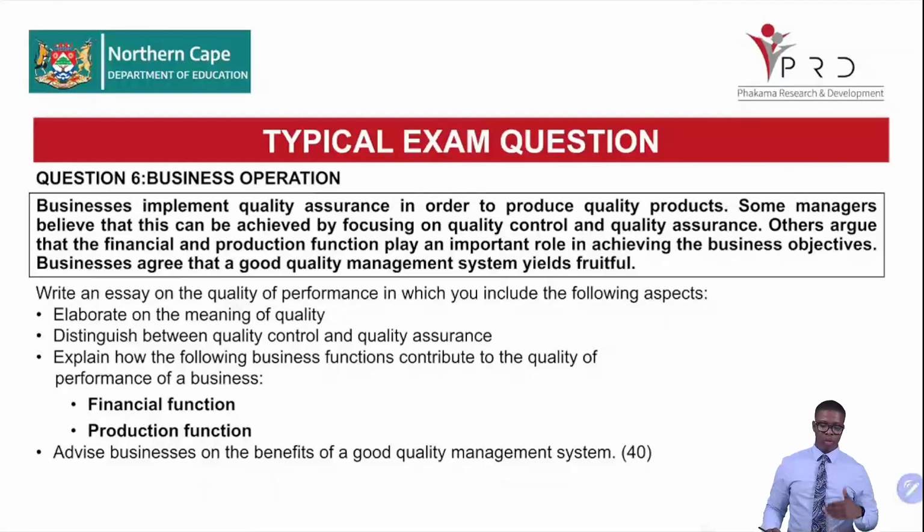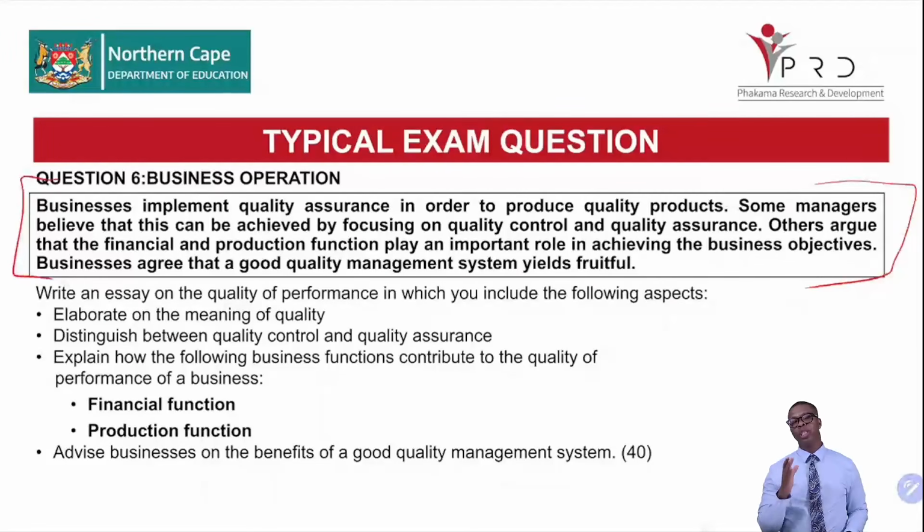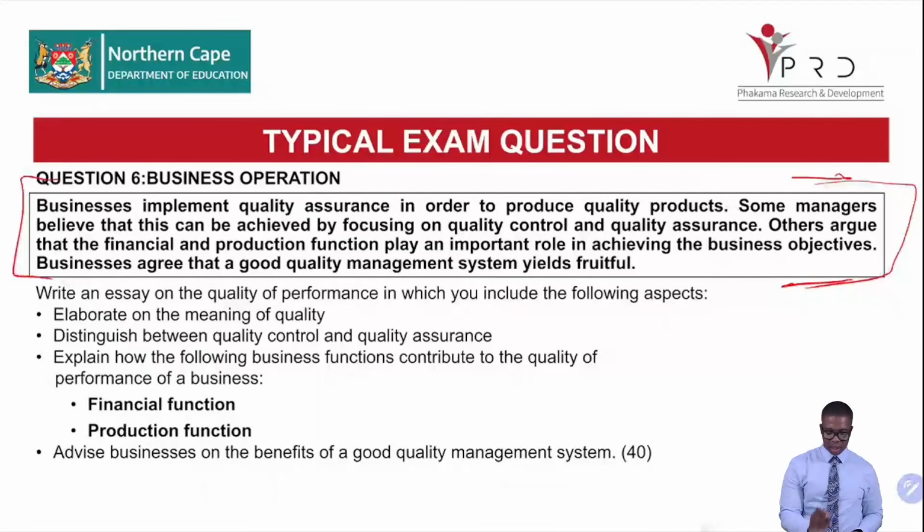Then we look into another one on quality of performance. Remember, you have the preamble, and you do not quote any information in the preamble, grade 12s. Please do not quote, do not use any information in the preamble as an introduction. Please, grade 12s. So now, write an essay on quality of performance in which you include the following aspects.